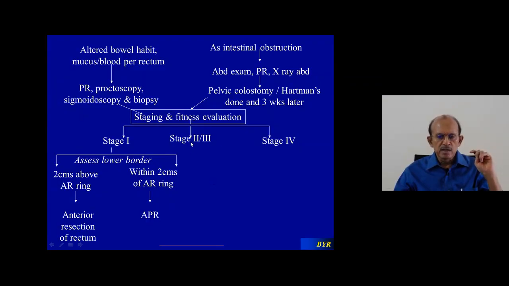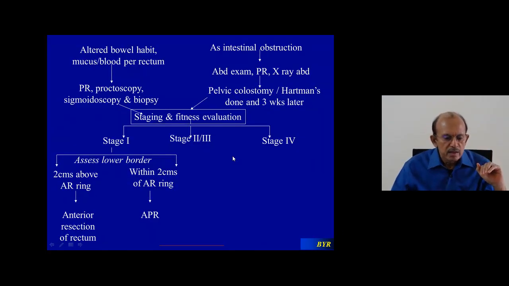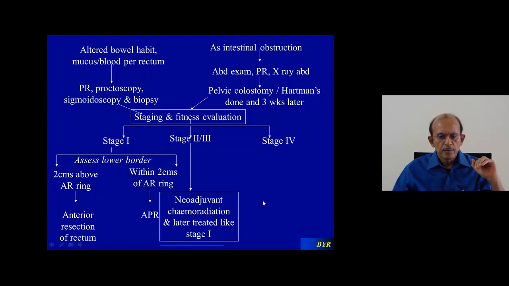For stage 2 and stage 3, what do you do? You downstage the disease. By what? What do you do for stage 2 and stage 3 disease? Yes, very good. You go for neoadjuvant therapy. So you do neoadjuvant chemoradiation, later treat them like stage 1 disease.